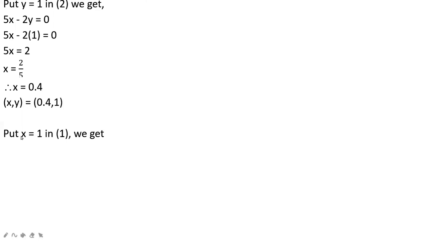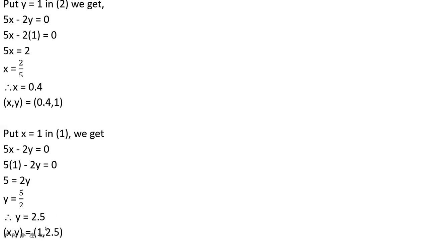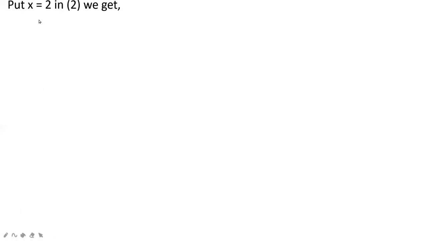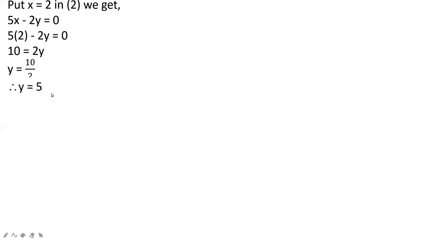Next, we will take x is equals to 1. So we get 5x minus 2y is 0. So 5 minus 2y is 0. We get 5 is equals to 2y. So our y is 5 by 2, that is 2.5. So our x comma y is 1 comma 2.5. Next, we will go ahead and we will substitute x is equals to 2. So we get 10 minus 2y is 0. So y is equals to 10 by 2. So we get y is equals to 5.